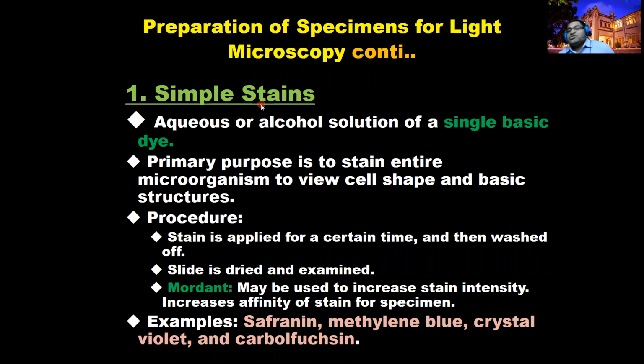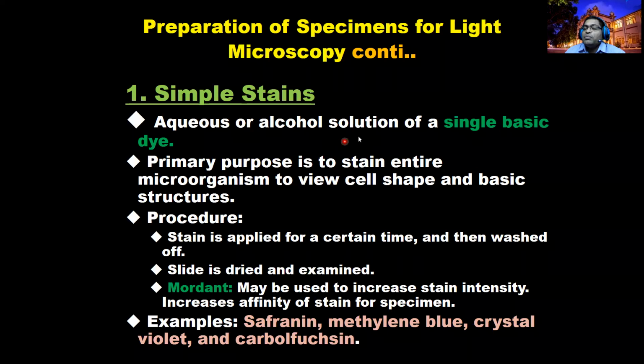Then there are different staining methods. One is the simple stain, another is the double stain, and another is the complex stain. There are three different categories, right? A simple stain is an aqueous or alcohol solution of a single basic dye: safranin, crystal violet, or methylene blue. These are the basic dyes.